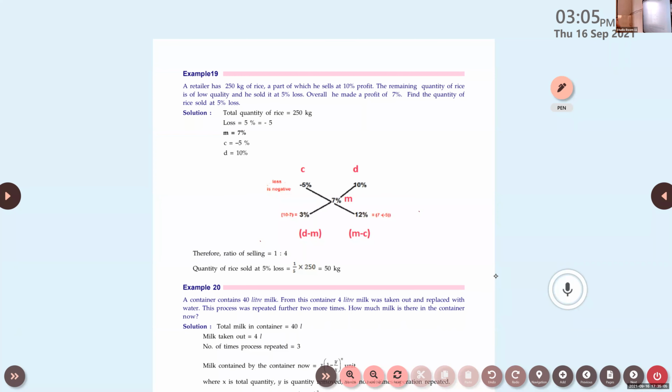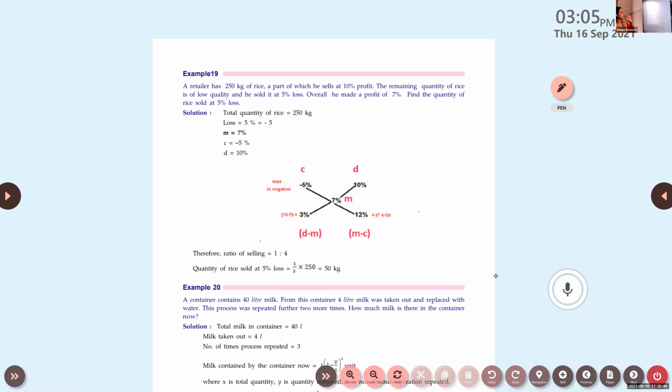Okay, children, listen here. A retailer has 250 kg of rice, a part of which he sells at a profit of 10%. The remaining quantity of rice is of low quality and he sells it at a 5% loss. Overall, a profit of 7% is to be made. Find the quantity of rice sold at 5% loss. This is a different question, note it down.